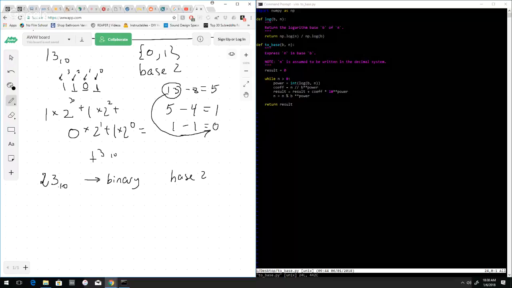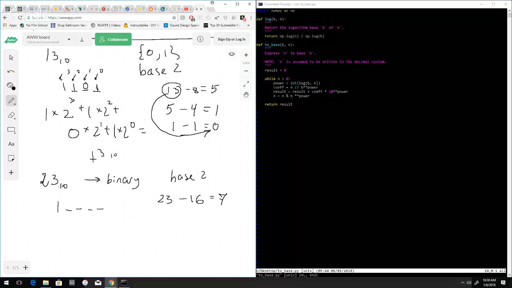So we put our placeholders. 0th power, first power, second power, third power, fourth power. Right there, we put a 1. So we had 23 originally. We just got 16 because we raised 2 to the 4th power. What is our remainder? Our remainder is, of course, 7. So now we repeat this process. We ask the same thing of 7.